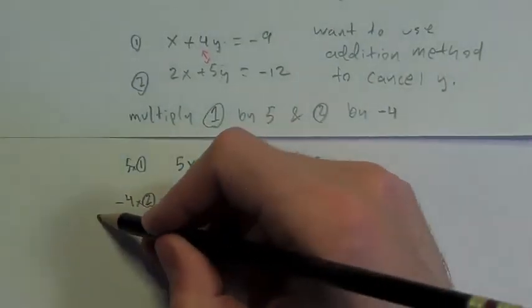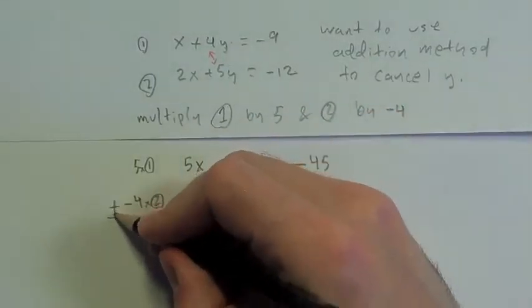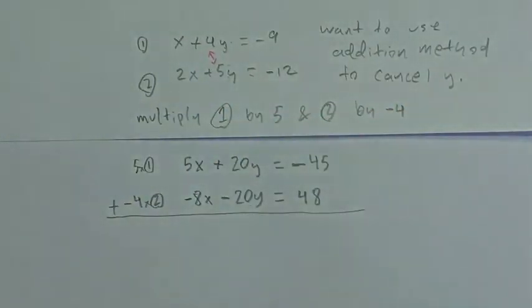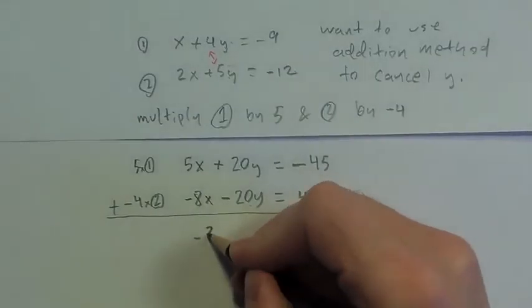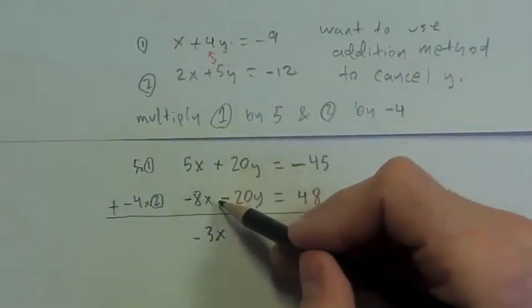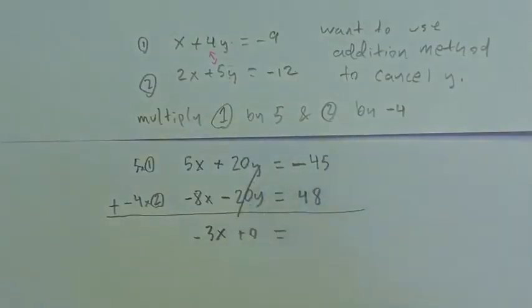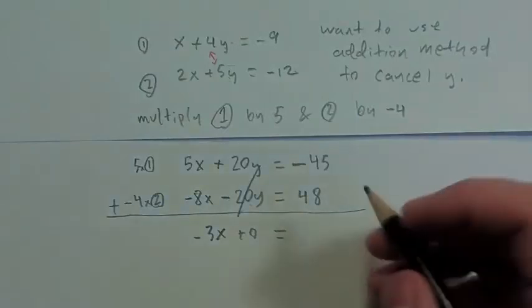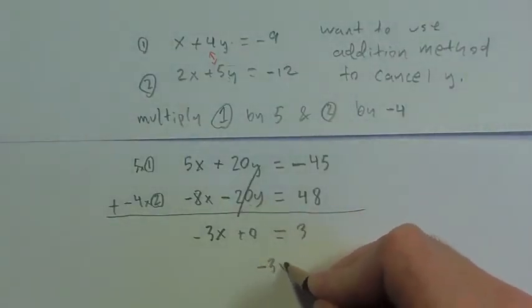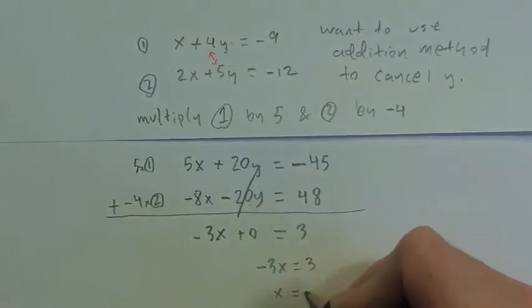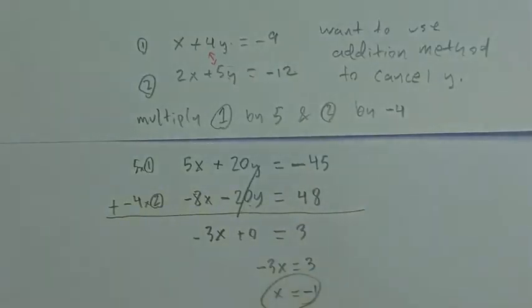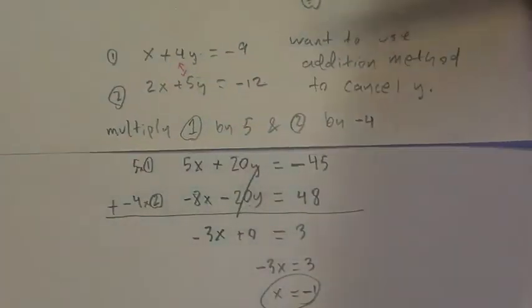Okay? So now when we add these together, add the 5 minus 8x, so I'll get negative 3x. I'll have the 20y minus 20y, that cancels, and I have negative 45 plus 48, which is 3. So I get negative 3x is equal to 3, so x is equal to negative 1. And we got what we got before.